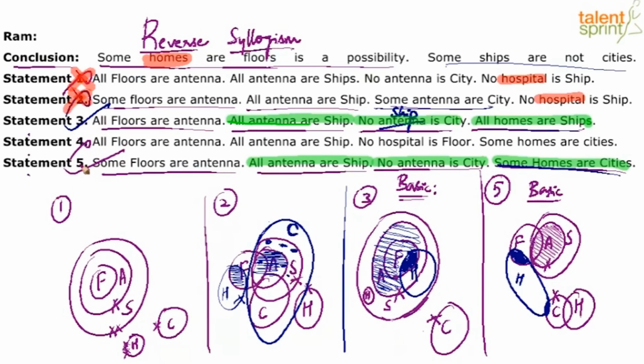So now what's the question? How do we decide which is correct? Is it 3 or 4? Or have we committed a mistake somewhere? Look at 3. All floors are antenna. All antenna are ship. No antenna is city. All homes are ships. When I look at the conclusion, some homes are floors is a possibility. What is wrong in that? Some ships are not cities is also possible. So I think 3 and 5 both satisfy.